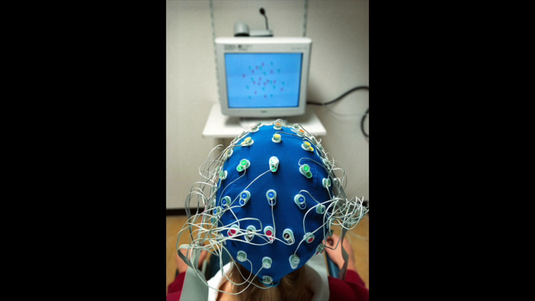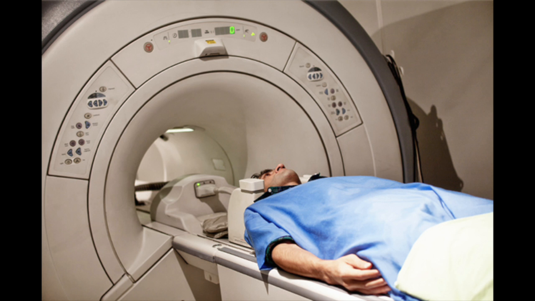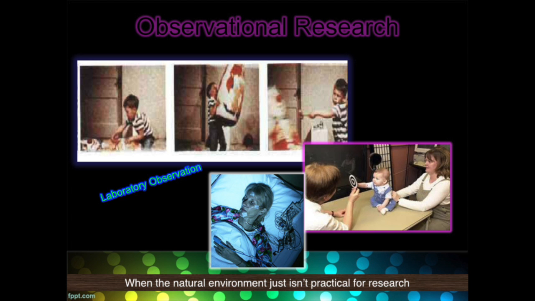This gives the observer a lot of control over the variables, which is nice. We can make the room the temperature we want so that someone being hot or cold doesn't affect their behavior. In other ways, we can control for any variable we think might affect behavior. So that's nice because we can see just the pure effects of whatever we think is causing a behavior.